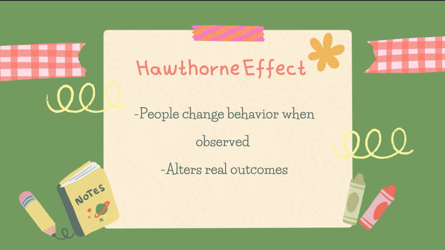The first one I'm going to cover is the Hawthorne effect. The Hawthorne effect happens when individuals modify their behavior simply because they know they're being studied. For example, factory workers in an observational study might start working harder because they're aware researchers are watching them, not because of the intervention itself. This can make an intervention seem effective when, in reality, the change was just due to awareness of observation.